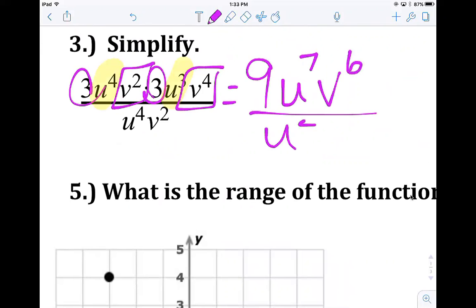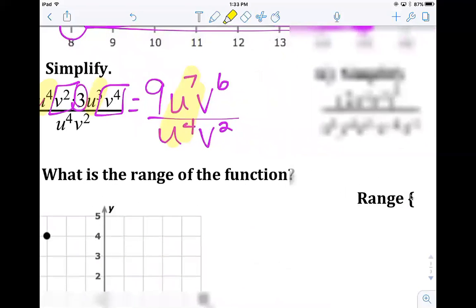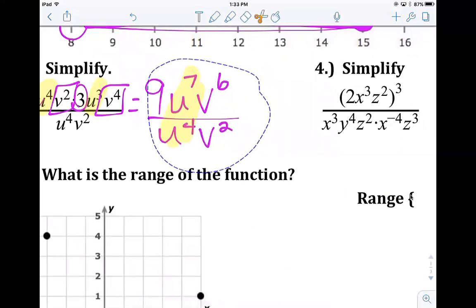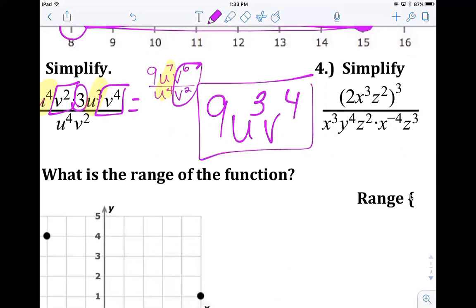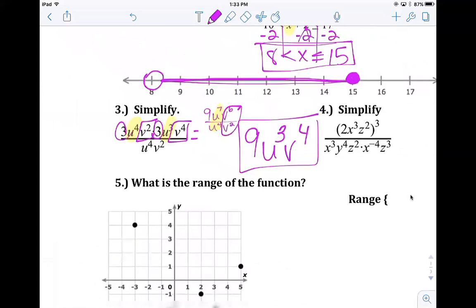On the bottom, we still have the same thing. At this point, we want to combine our like terms or kind of condense it from top to bottom. So we know that we're still going to have the 9. The 9 does not change. So 9 stays put. Our u value, we have 7 on the top and 4 on the bottom. So the shortcut was to subtract them. So 7 minus 4 is 3. With our v's, subtract 6 minus 2, we get 4. So we're left with 9 u to the 3rd, v to the 4th.